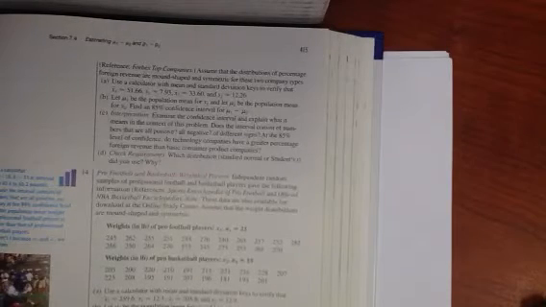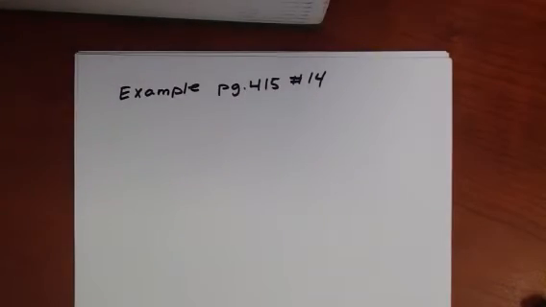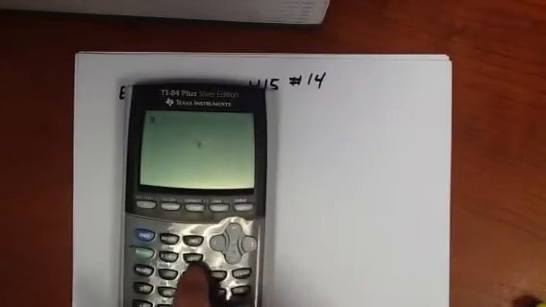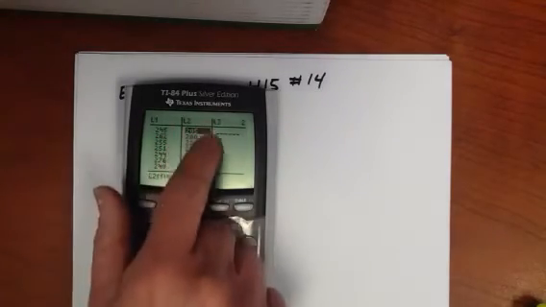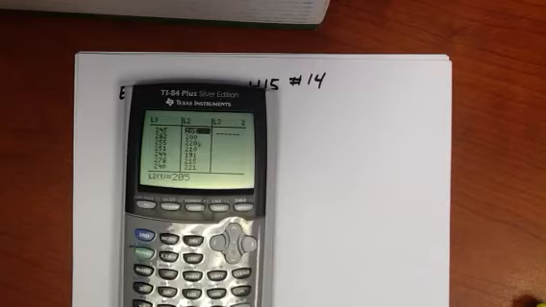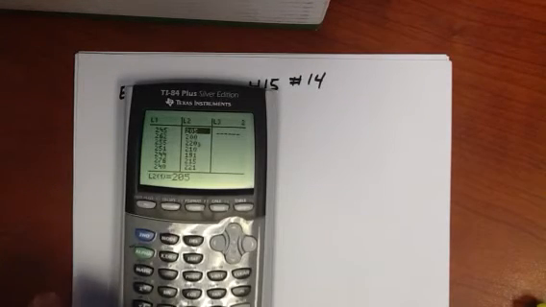Let's look at part B then. It says let mu1 be the population mean for x1 and mu2 be the population mean for x2. Find a 99% confidence interval for mu1 minus mu2. Okay, so we need to put those in our calculator. I have already typed them in L1 and L2, so you might want to hit pause and type those in so we can follow along.